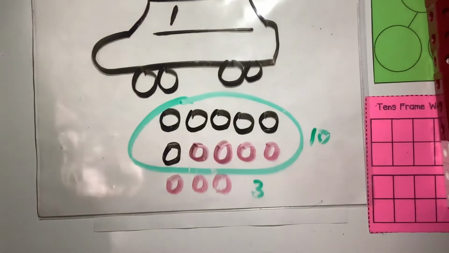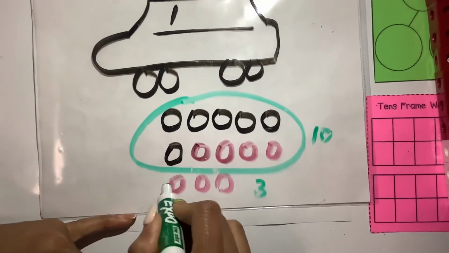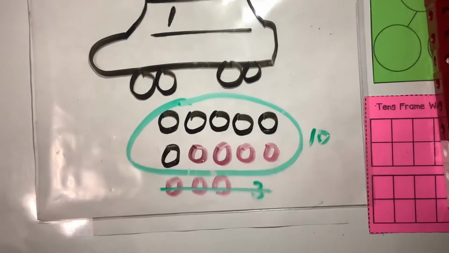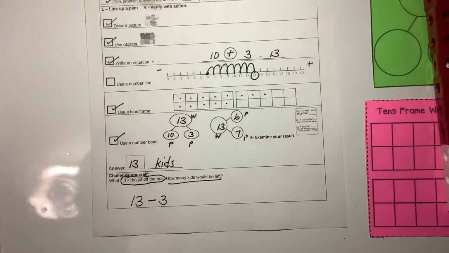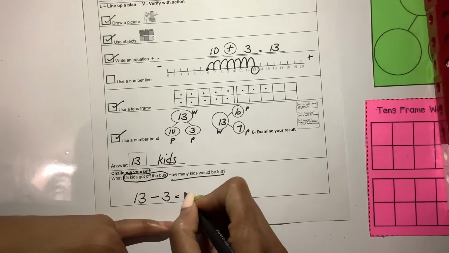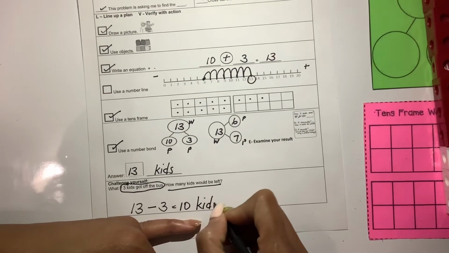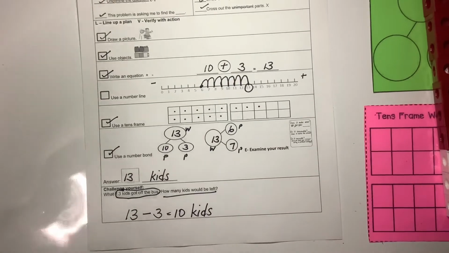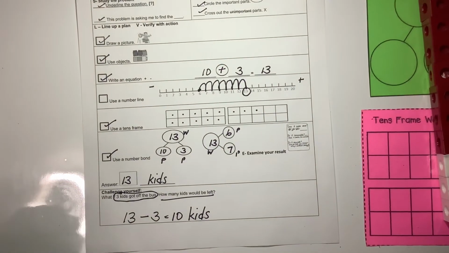Let's see. On your picture, if I take away the 3, how many do I have left? That's correct. 10. And this is why it is easy. 10 kids. It's easier when you draw your objects the 5 group way.